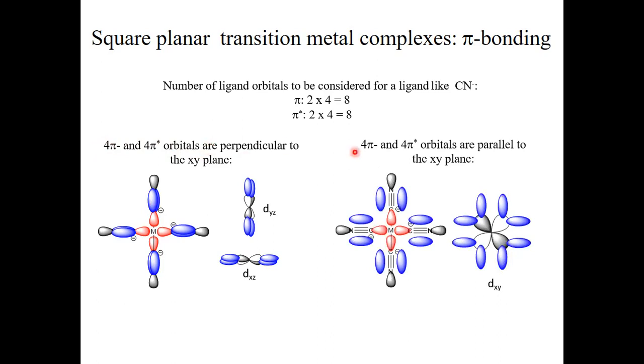So now, in addition to that, we need to consider the orbitals that are parallel to the xy plane. Okay, so these are the pi orbitals here. Now you see that these pi orbitals lie within the plane. We can also say that they're parallel to the xy plane. So again, there are 1, 2, 3, 4 bonding ones to consider, and 4 anti-bonding ones to consider as well. Okay.